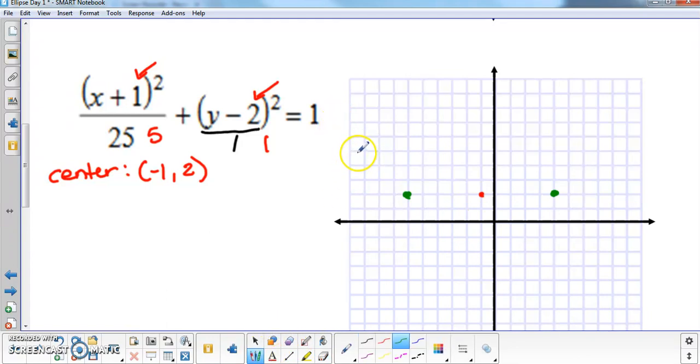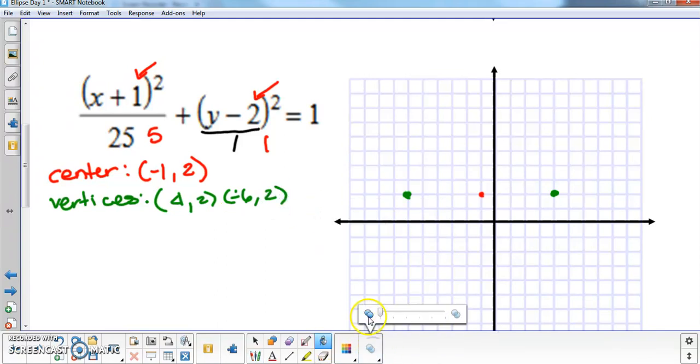So I've got my vertices. So let me go ahead and label those here. These are going to be at 4, 2, and this one will be at -6, 2. Okay. Oh, wrong button. There. All right.